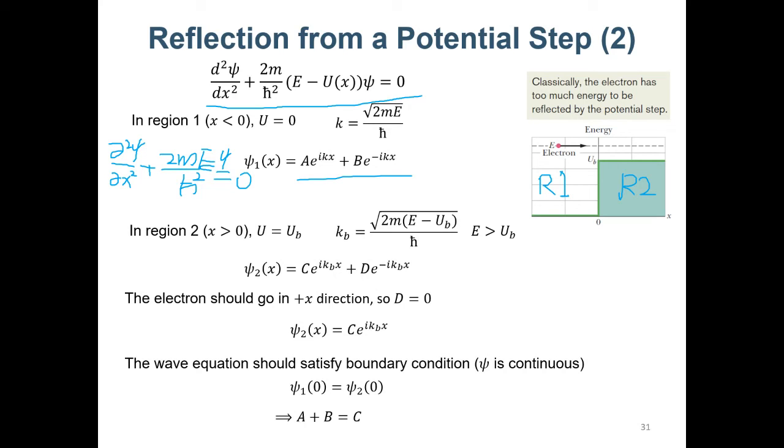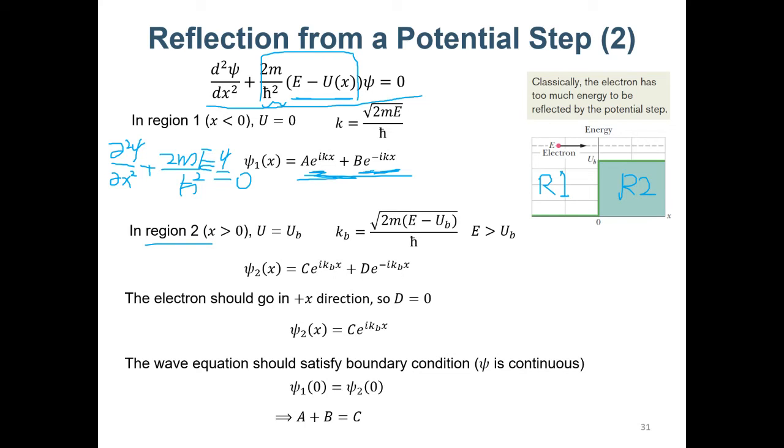So actually we consider both the positive direction and the negative direction terms. And for region 2, we have u of x equals to ub. Here we also assume that E is larger than ub, so that this term is still positive, and this is also positive. So the whole term is still positive for region 2.